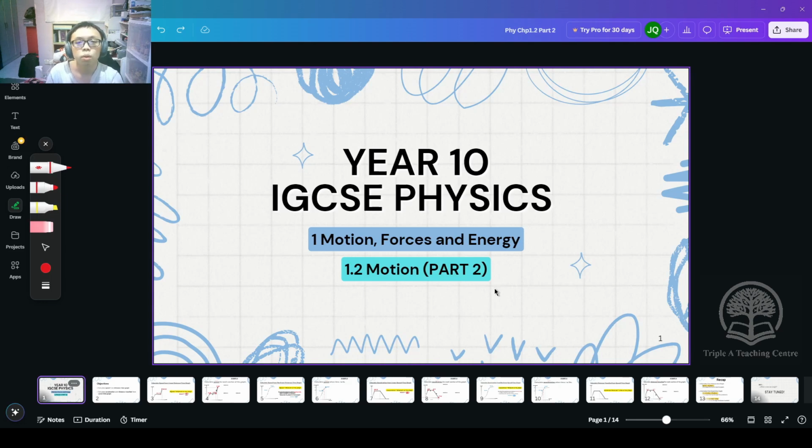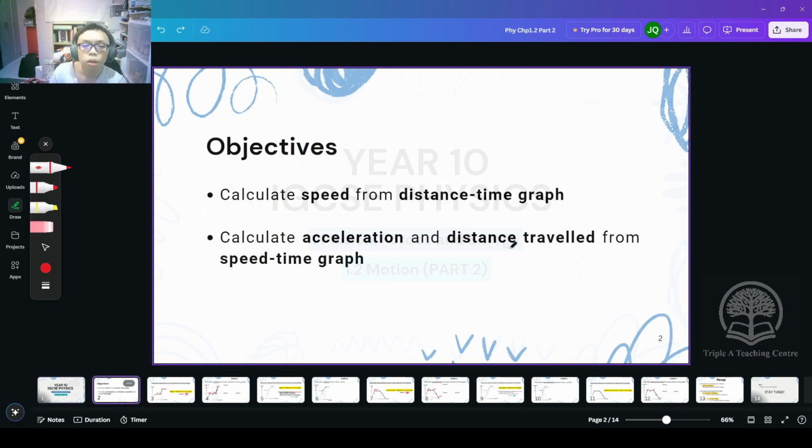So today we'll continue our lesson on motion. Recall that last lesson we learned about the distance-time graph and the speed-time graph, right? So can we get some information from the graph? Yes. We can get speed from the distance-time graph. And we can also get acceleration and distance travelled from the speed-time graph. So let's see them one by one.